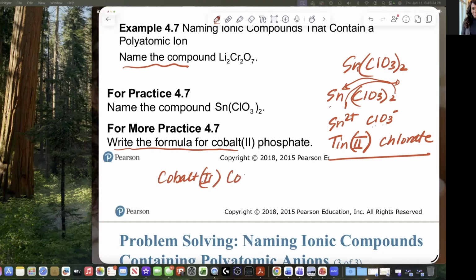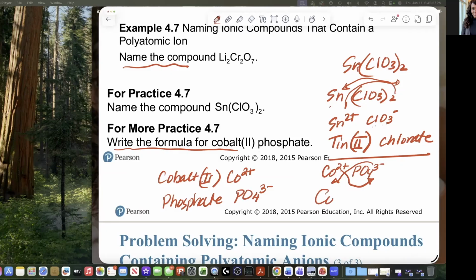that's Co2+. Phosphate, you memorize this, right? PO4 3-. So you have to make a compound from these two. So Co2+, PO4 3-. Crisscross this. Drop the 3 down here, lose the charge. Put the 2 down there, lose the charge.